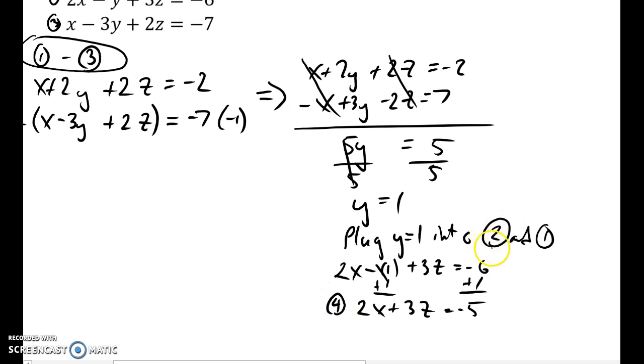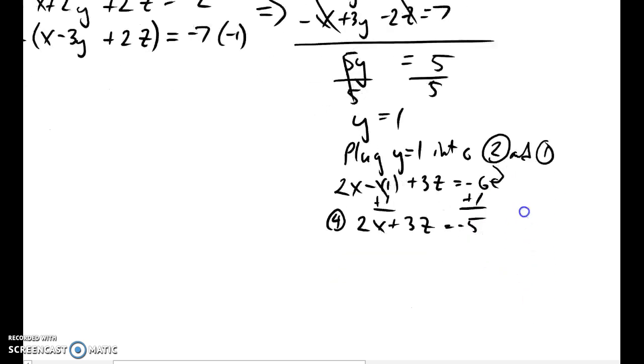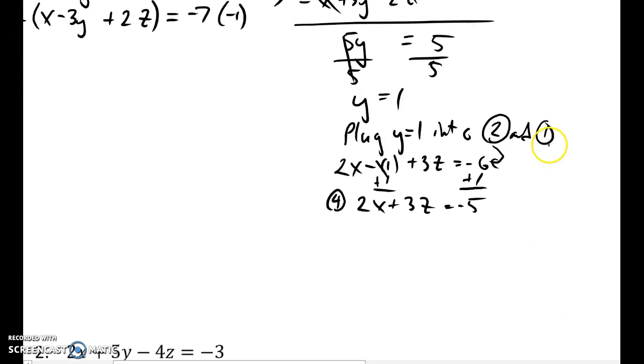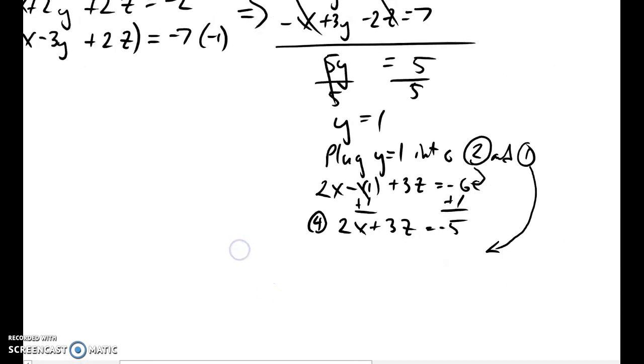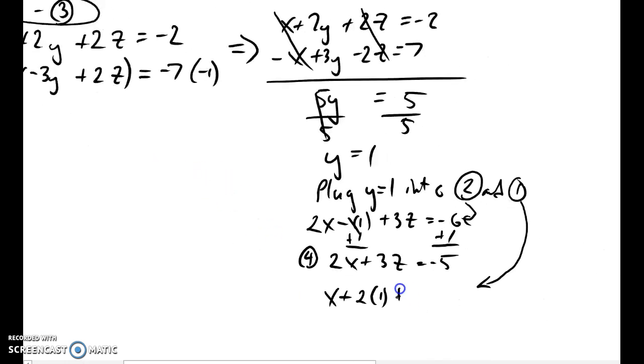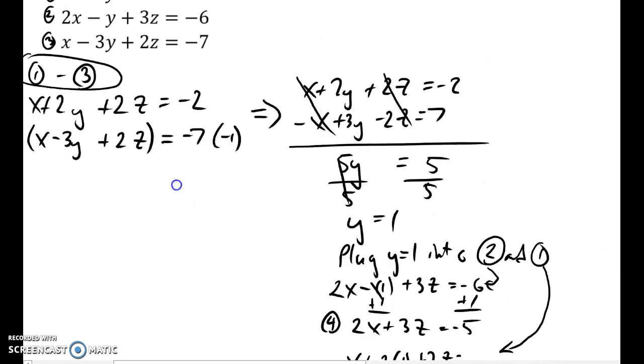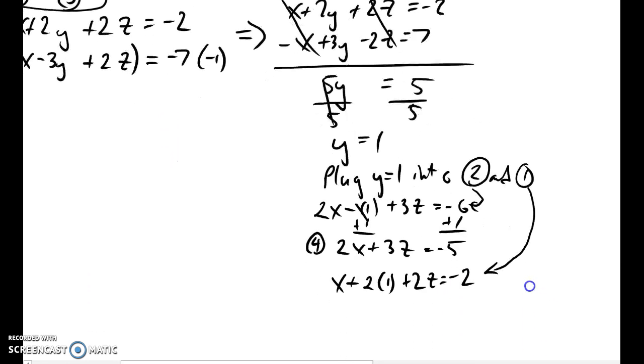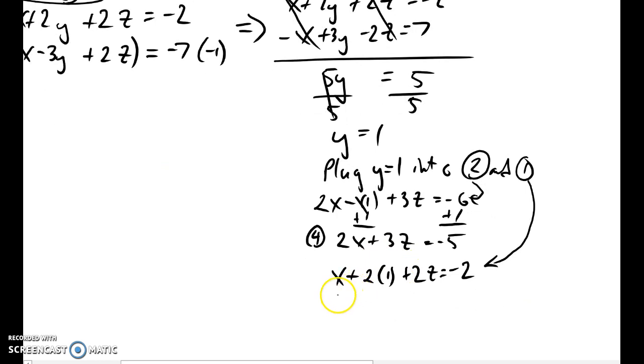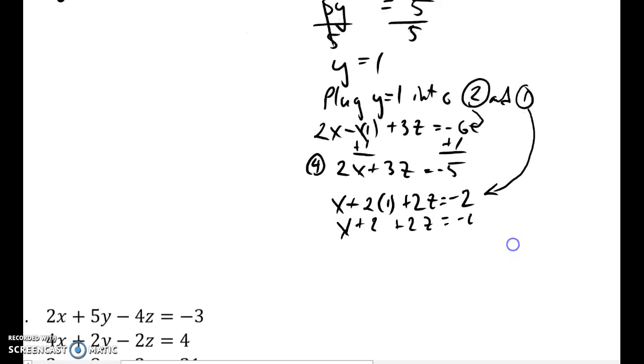Now if I plug y equals 1 into equation 1, I would have x plus 2 times 1 plus 2z equals negative 2. I'm going to simplify here: x plus 2 plus 2z equals negative 2, so I can subtract 2 from both sides. So I have x plus 2z equals negative 4. I'm going to call that equation 5.